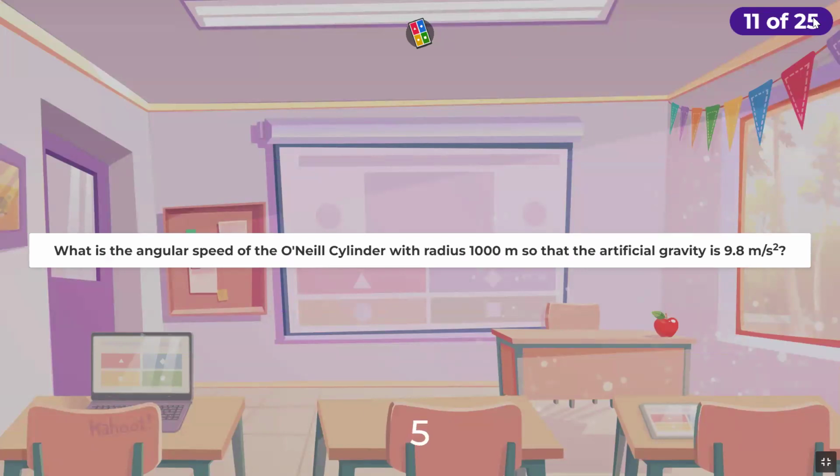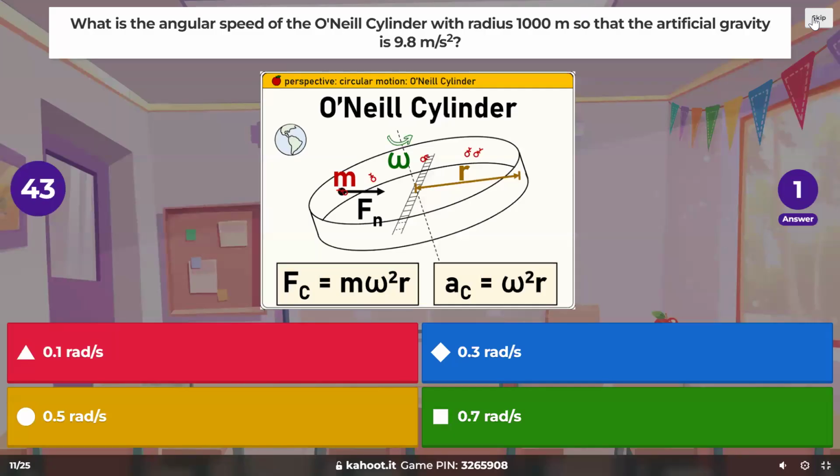What is the angular speed of an O'Neill cylinder with radius 1,000 meters so that the target artificial gravity is 9.8 meters per second squared? So you see this one at the bottom right? Your target acceleration is 9.8 meters per second squared because a gravity field is an acceleration. Now, of course, there's no real gravity anywhere around, but you give this thing a spin. Go ahead.